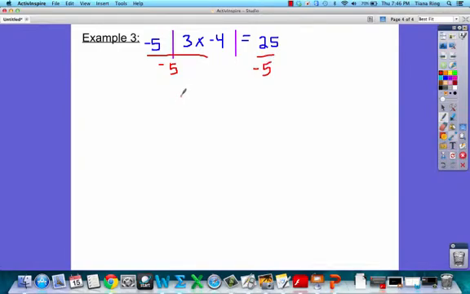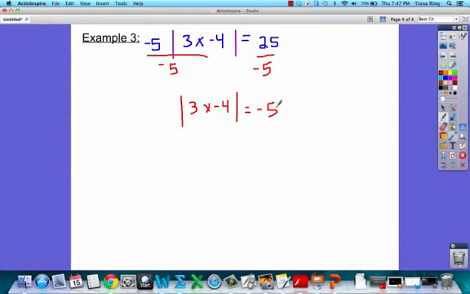Okay, so in doing this, we are going to get the absolute value of 3x minus 4 equals a negative 5. Okay, and this is where we want to actually really look at the problem. We said before that the absolute value of something is always going to equal a positive number. This is the first example where the absolute value equals a negative.